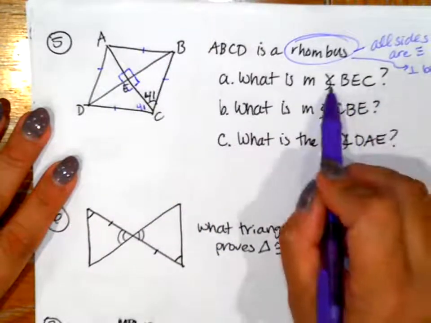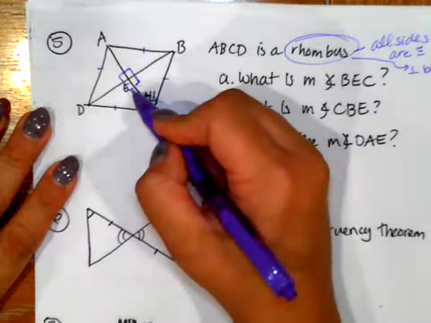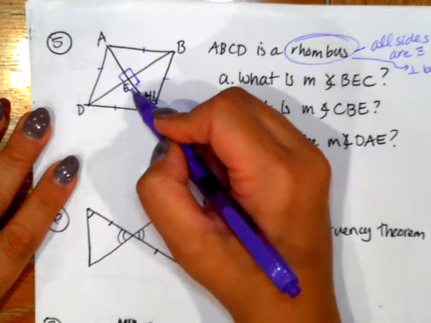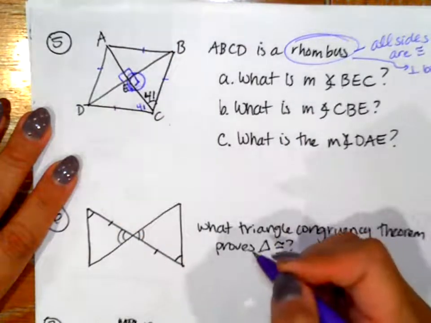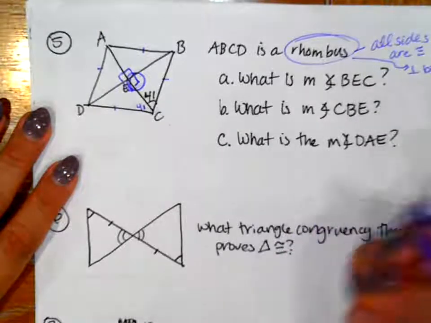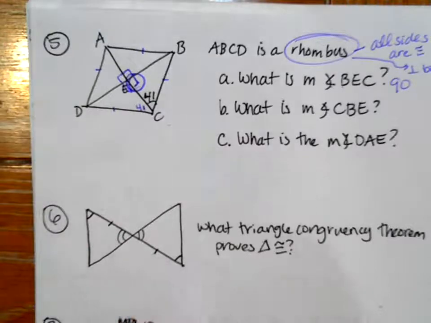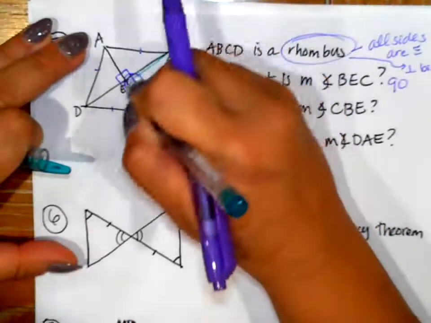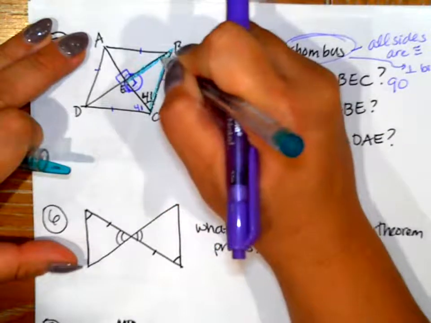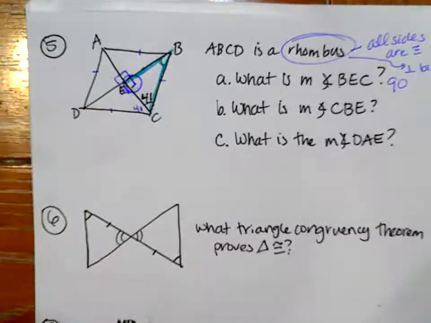So at first they ask, what is BEC? BEC, 90 degrees. You got to know who that is. You got to know that this guy right here, inside a rhombus, is always going to be 90 degrees. CBE. I see a lot of issues with you guys naming angles. We're looking for CBE. That's this angle right in here.